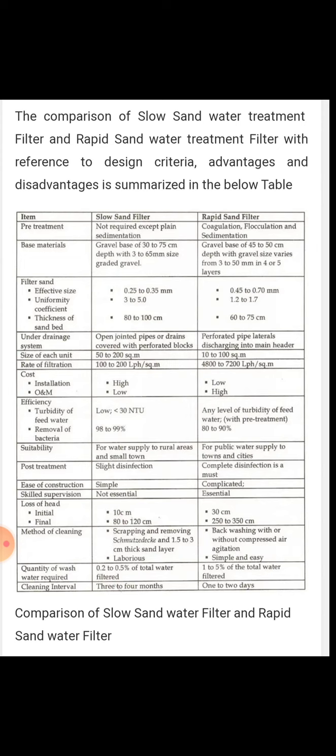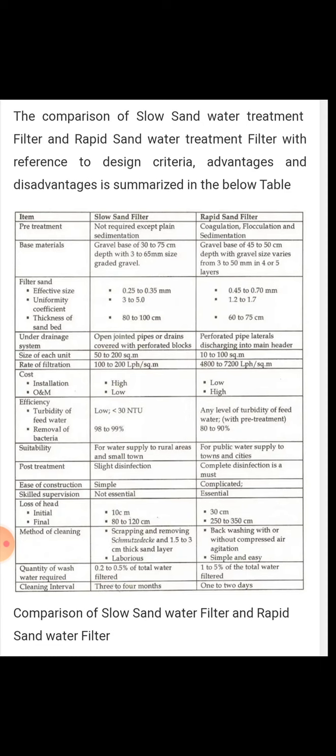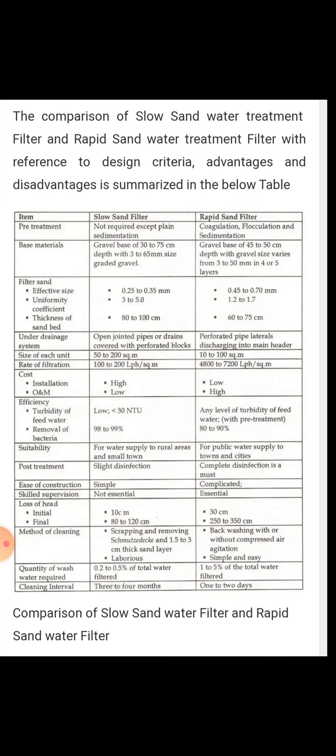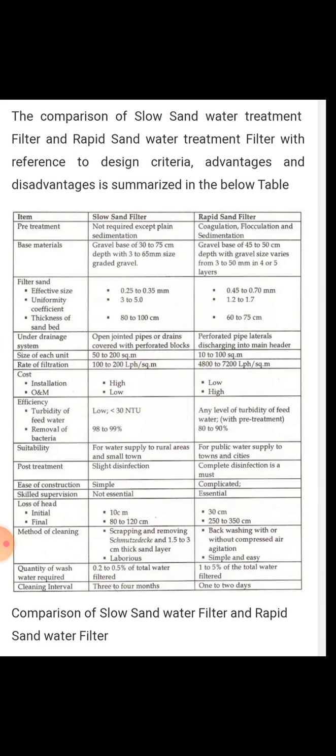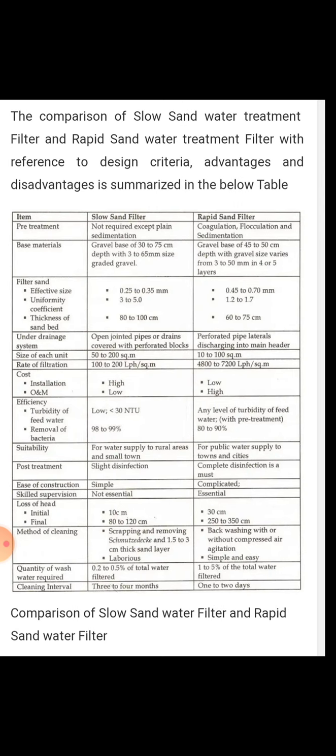Secondly, if you are considering the rapid sand filter, in that case you can see the size of the filter sand varies from 0.45 to 0.70 mm. That is a larger sand that is used for the rapid sand filter. So from that you can say the very fine particles are not easily removed in a rapid sand filter.